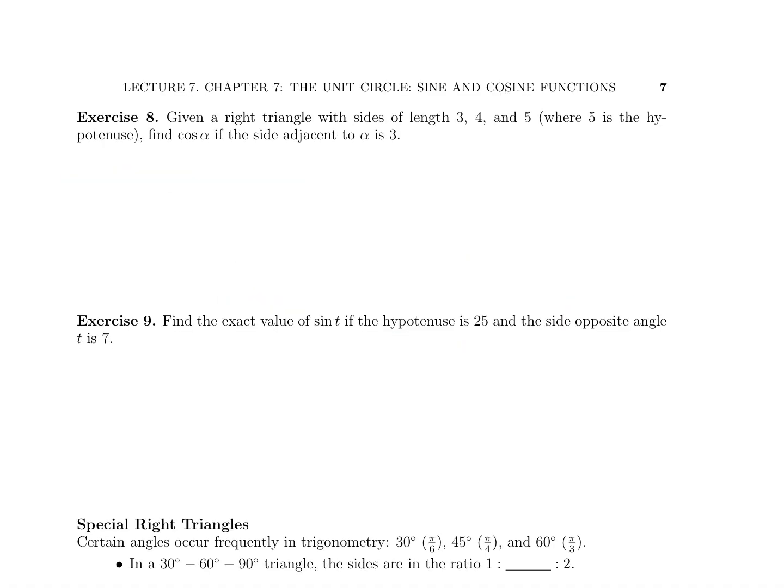Okay, so now we're going to do an example. They give us a right triangle with sides 3, 4, and 5, where 5 is the hypotenuse. Find cosine of alpha if the side adjacent to alpha is 3. So first let's draw a picture of a right triangle.